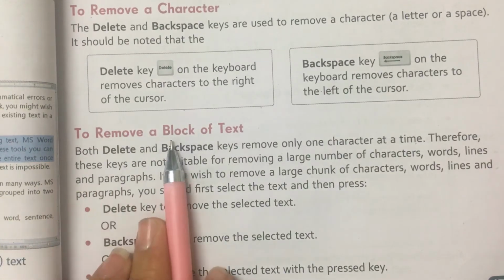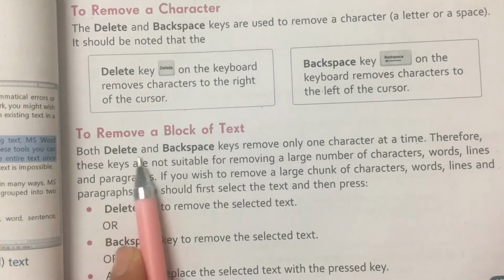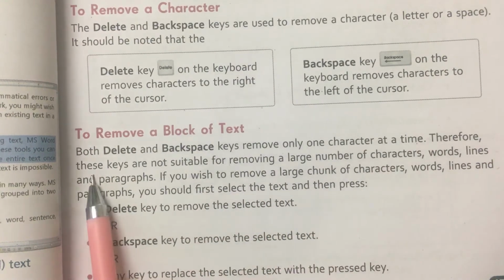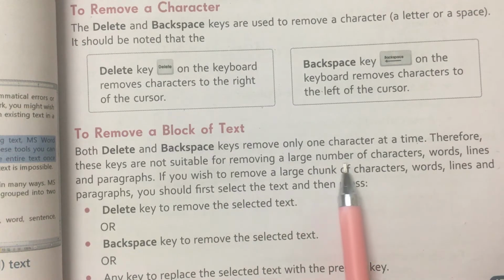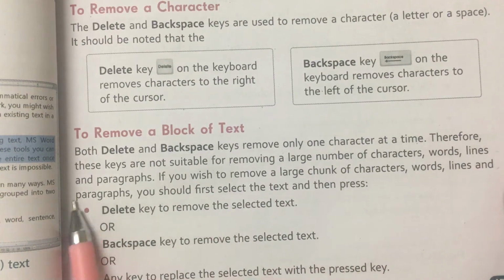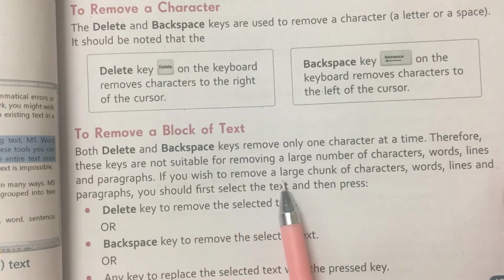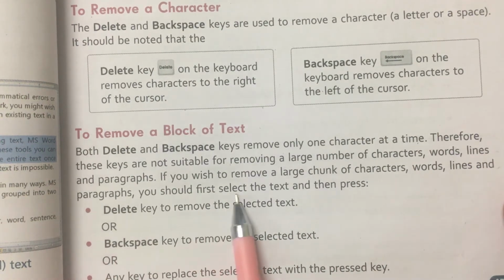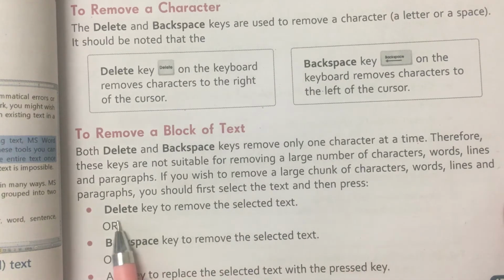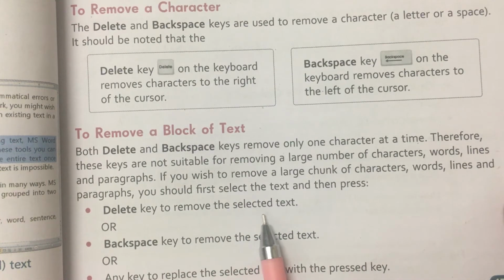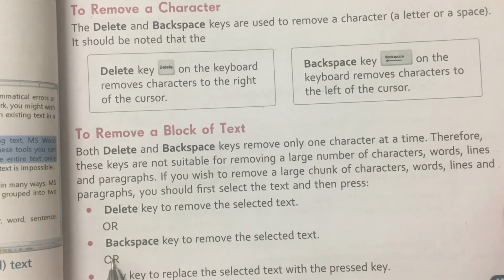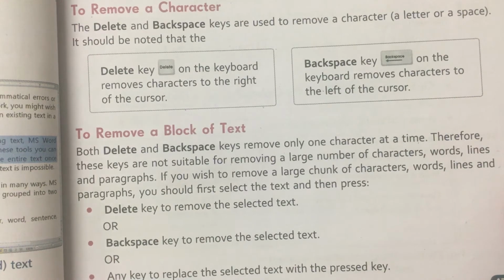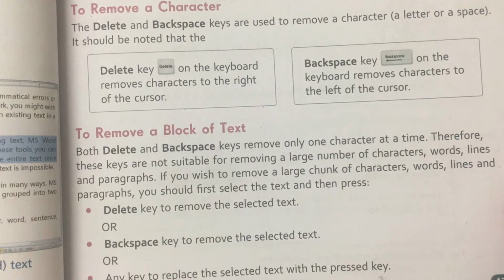Now, to remove a block of text, both delete and backspace keys remove only one character at a time. Therefore, these keys are not suitable for removing a large number of characters, words, lines, and paragraphs. If you wish to remove a large chunk of characters, words, lines, and paragraphs, you should first select the text and then press the delete key to remove the selected text, or the backspace key to remove the selected text, or any key to replace the selected text with the pressed key.